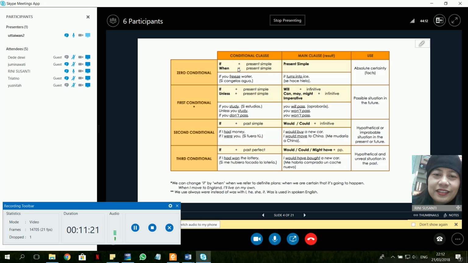For example, if I had money, I would buy a new car. If I had, then that's true. The fact is, I don't have money, so I will not buy a car. Or the fact is, I don't have money, so I cannot buy.